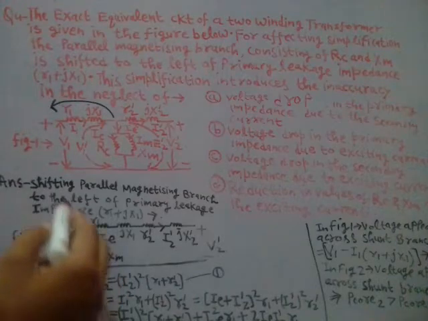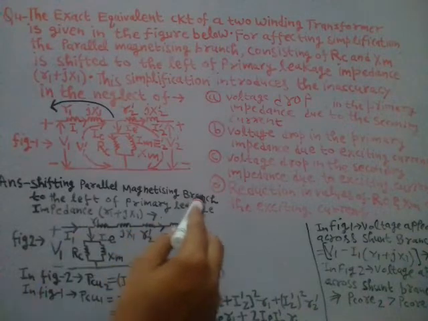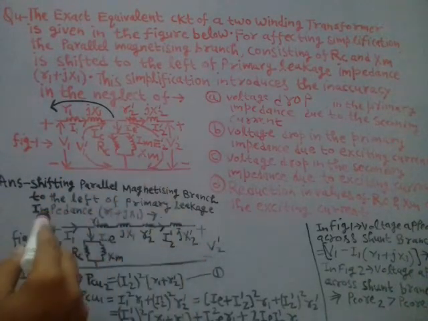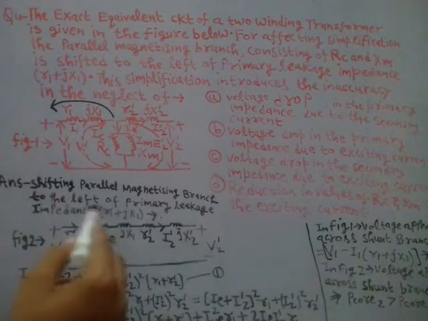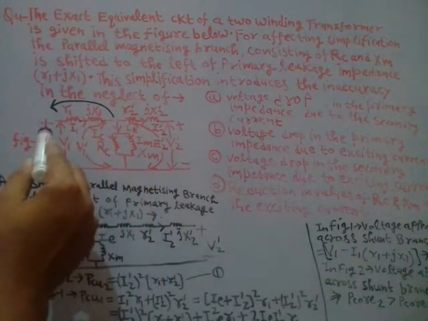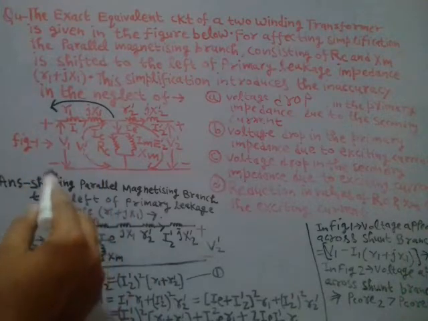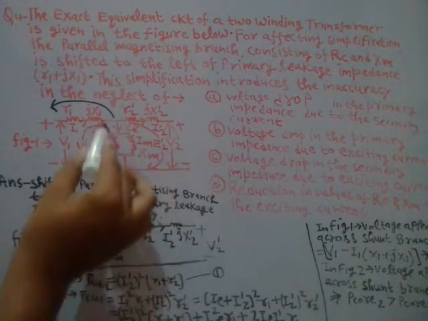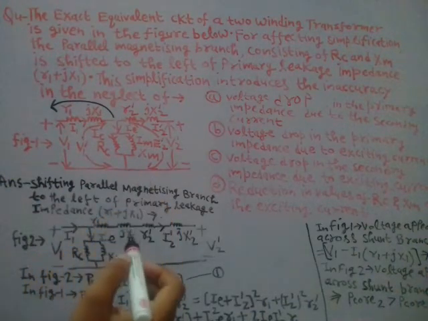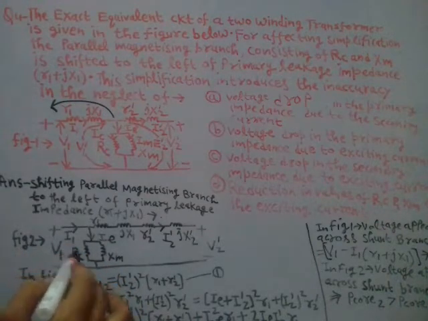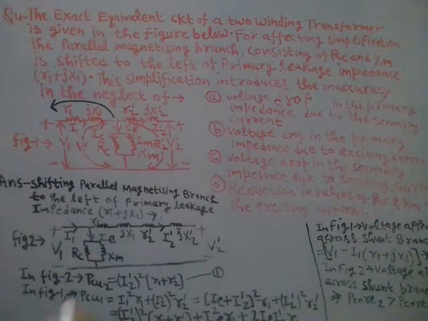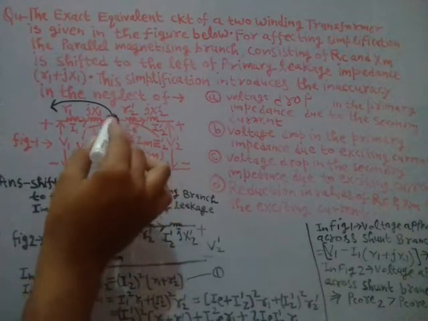So let me shift the parallel magnetizing branch, or the shunt branch consisting of RC and XM, to the left of primary leakage impedance R1 plus jX1. When I shift this parallel magnetizing branch to the left of this primary leakage impedance, that means towards the supply side V1, the circuit will look like this. See here, I have shifted this whole shunt branch to the left of this primary leakage impedance R1 plus jX1. So now V1 is the applied voltage as before, I1 is the primary winding current as before, and here RC and XM are the shunt branch parameters. RC is the core loss resistance, XM is the magnetizing reactance, and IE is the current which is flowing into this shunt branch.